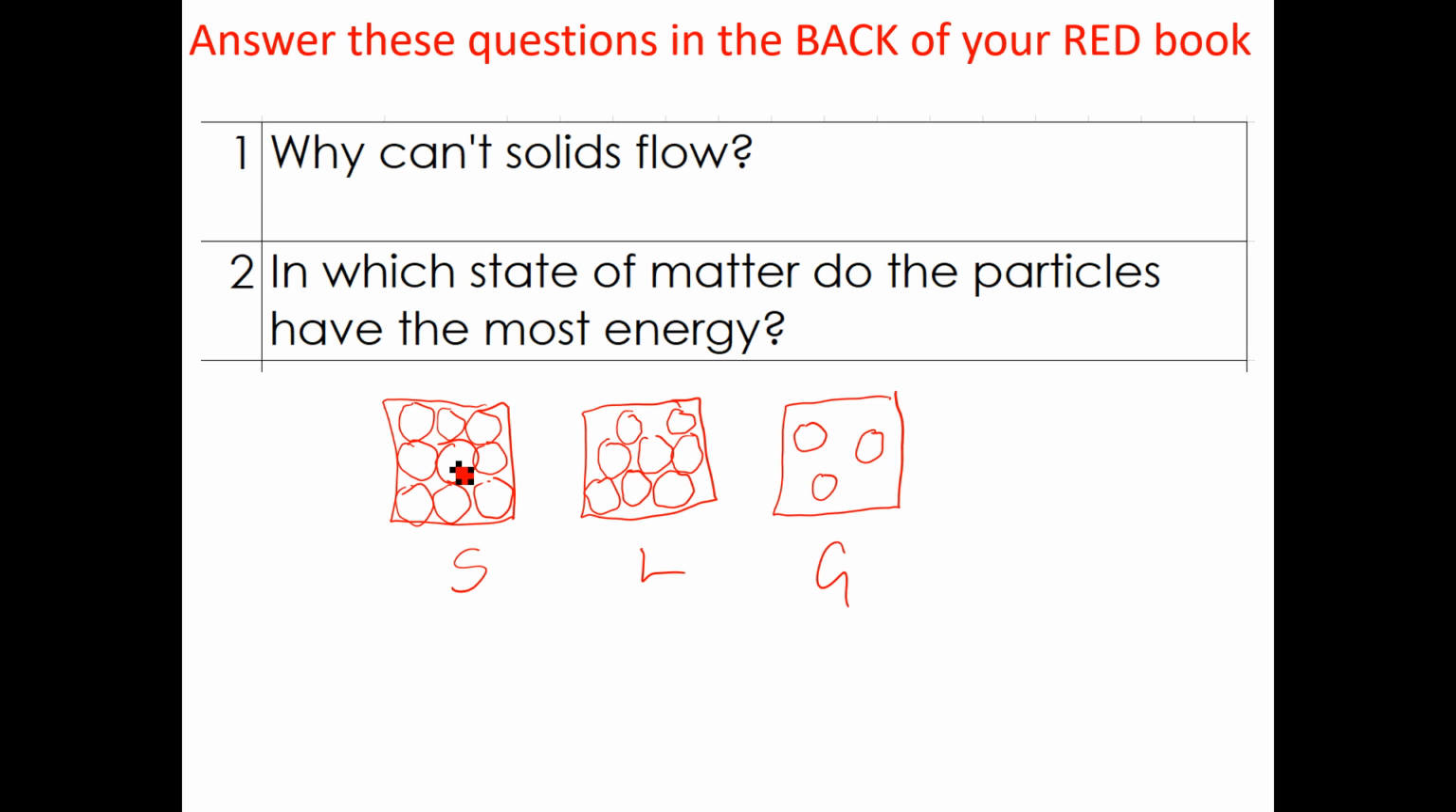They are vibrating on a fixed point in a solid. In a liquid, well, these are moving round past each other. Their forces of attraction are less. These, we see, have got more energy. That allows them to move. However, in a gas, these are very far apart, and they are free to move in all directions. And they do. They have lots and lots of energy. So the state of matter with the particles that have most energy is the gas.